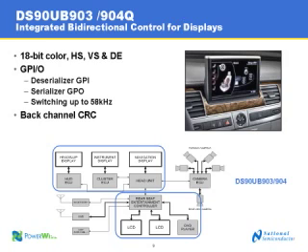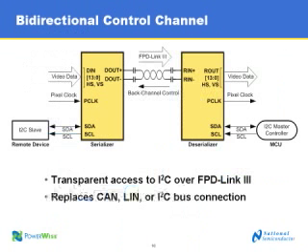Yep. So let's talk a little bit more about this bidirectional control channel. Like I mentioned earlier, this is really the key feature that we've put in here, and it took a lot of effort. This is a novel approach that provides transparent access to the I2C over the FPD-Link III technology. So from a diagram perspective, if you looked at the two yellow boxes, the box on the left is the serializer, the box on the right is the deserializer. And in this setup, what we're showing is that the control from an I2C standpoint is on the deserializer side.